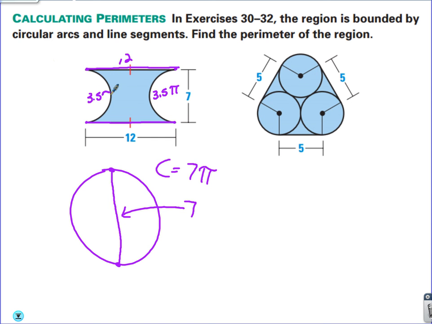3.5 pi. So the perimeter of this shape, you've got 12 plus 3.5 pi plus 12 plus 3.5 pi, which I believe would be 24 plus 7 pi. That'd be the exact. That's what we're going to be looking for.